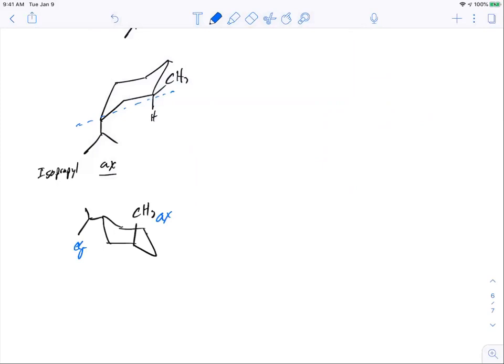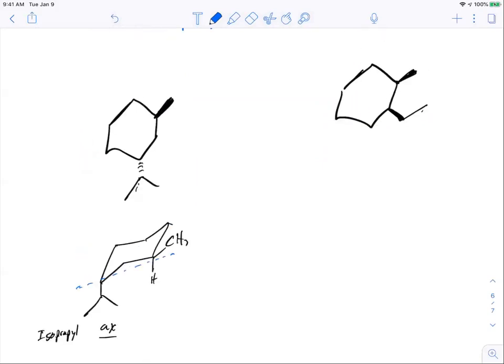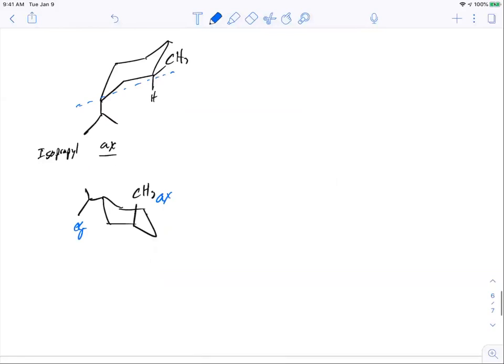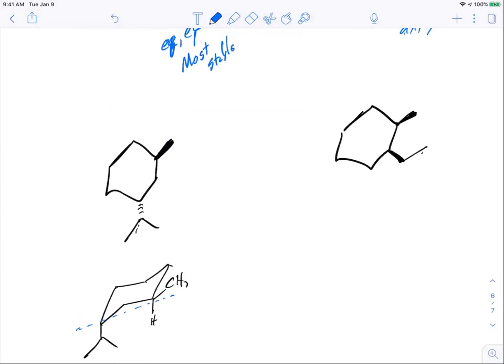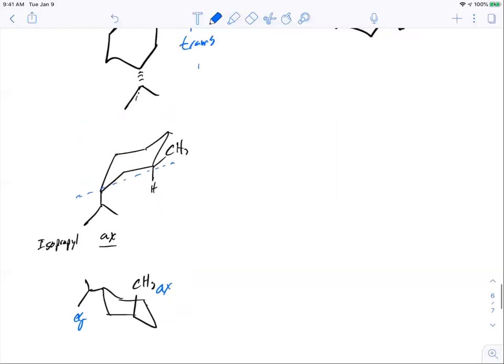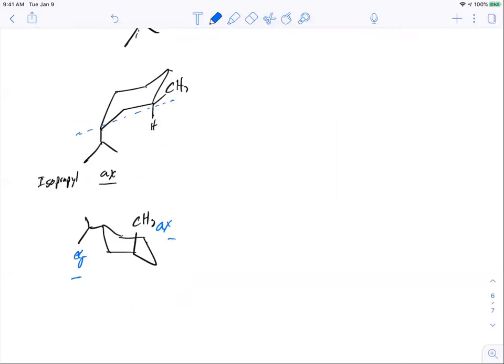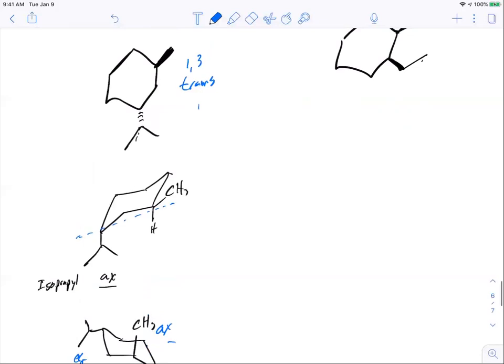My methyl in this structure, this conformer, is going to be an equatorial axial. If I wanted equatorial, what would have to be the position of the methyl to the isopropyl? It couldn't be trans, it would have to be cis, right? So this is a trans arrangement in a 1,3, right? 1,3 trans gave me an equatorial axial structure. And this is the most stable. Questions about that?